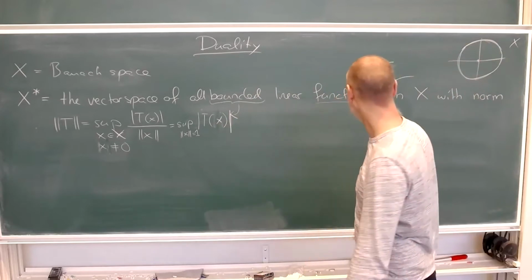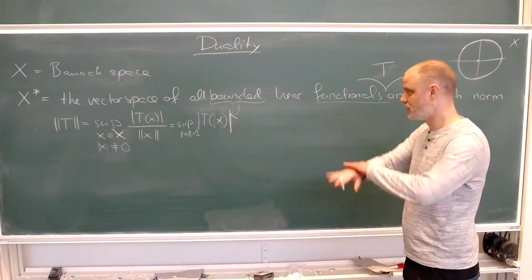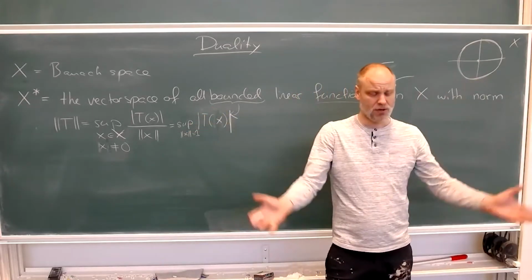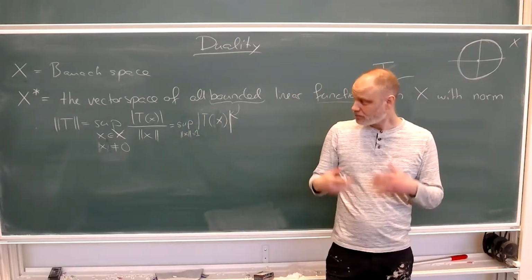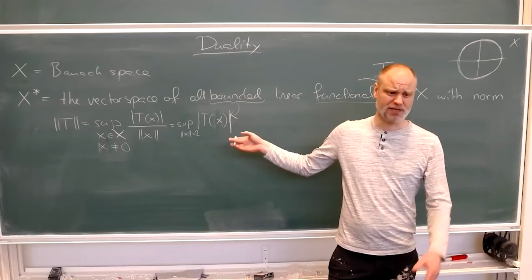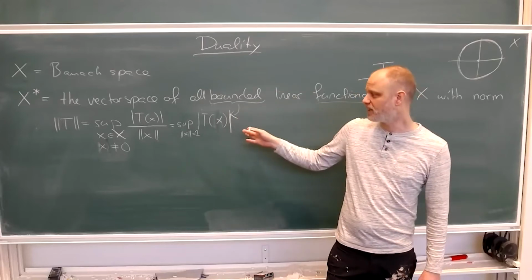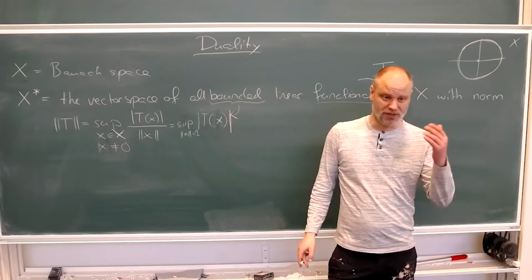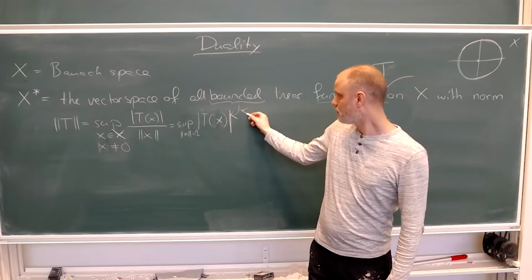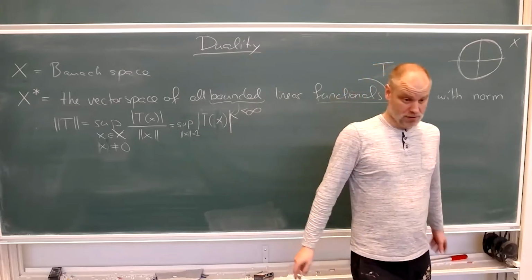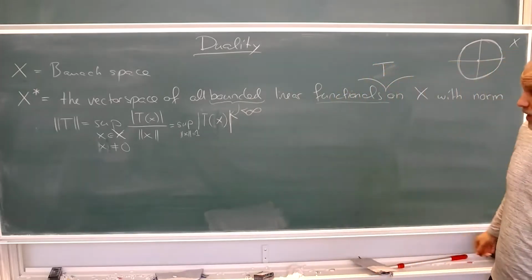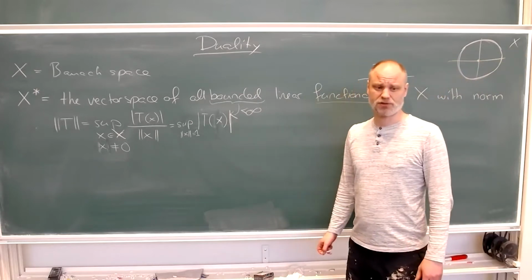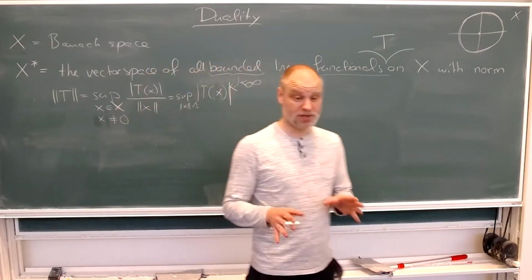It's a probably infinite dimensional sphere, but still you look for the maximum value of T on this sphere. It also turns out, I'll prove that at the end of the lecture, but I don't want to get too sidetracked here, that it's bounded if and only if it is continuous. Okay, so continuous linear functionals are the same as bounded linear functionals.